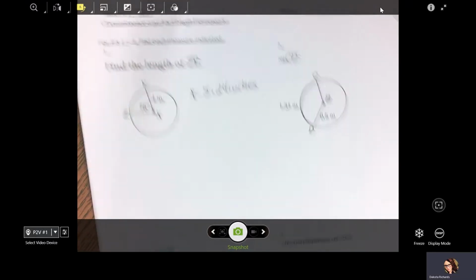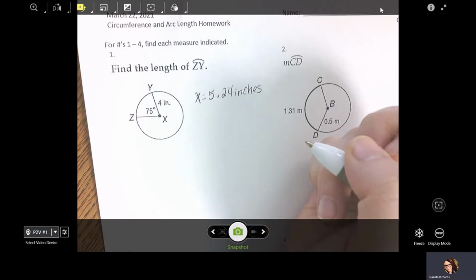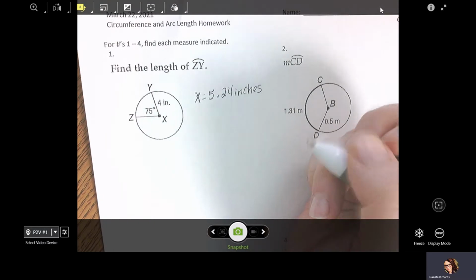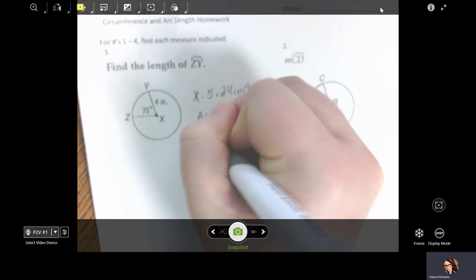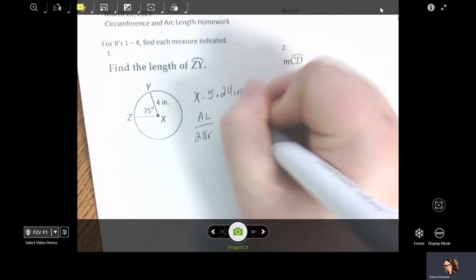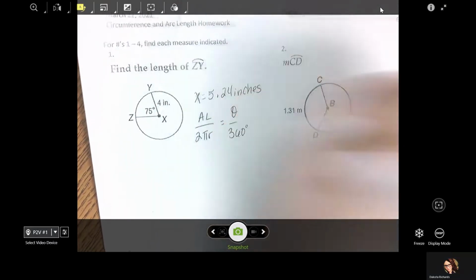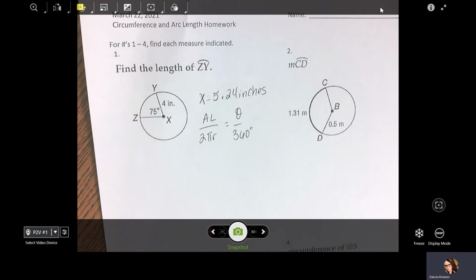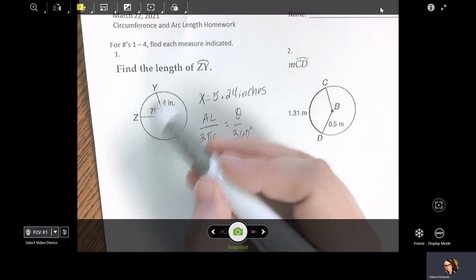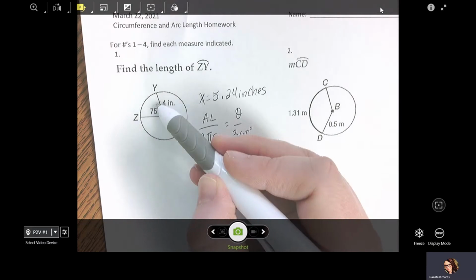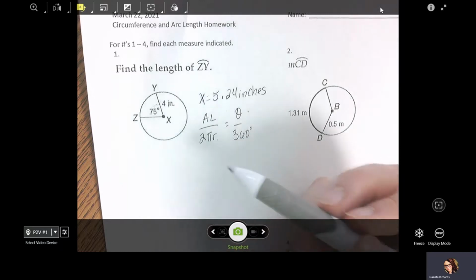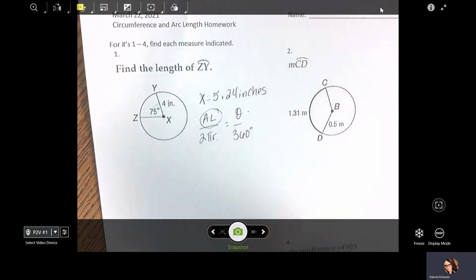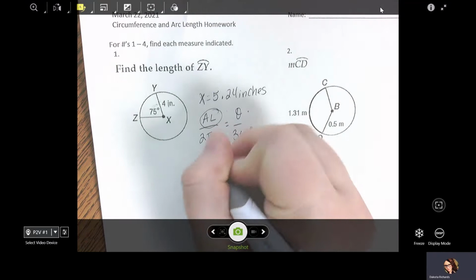Okay, so just to review what you do here, you're going to use the formula that's on the board. It says arc length over 2 pi r equals theta over 360. Theta just represents the unknown angle measure. So that arc measure right here, 75 degrees, goes in for theta. Your r is 4, that goes here. We are trying to find arc length, so that's going to be your x.